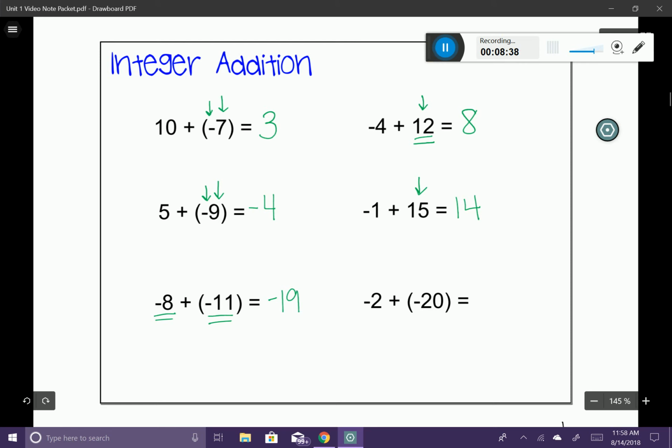-2 plus -20. Well, -2, I'm going to add another negative to it, bringing me down to -22.